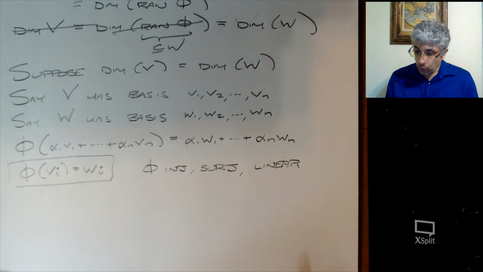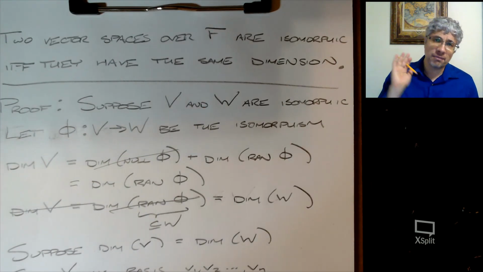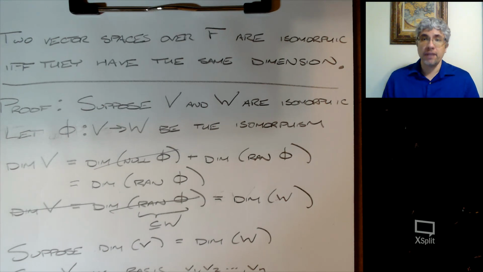So, what have we concluded? We've concluded that if we have isomorphic vector spaces, they have the same dimension. And if we have vector spaces with the same dimension, then they are isomorphic. So both of those things. So powerful stuff, goes in both directions, and that's the proof.